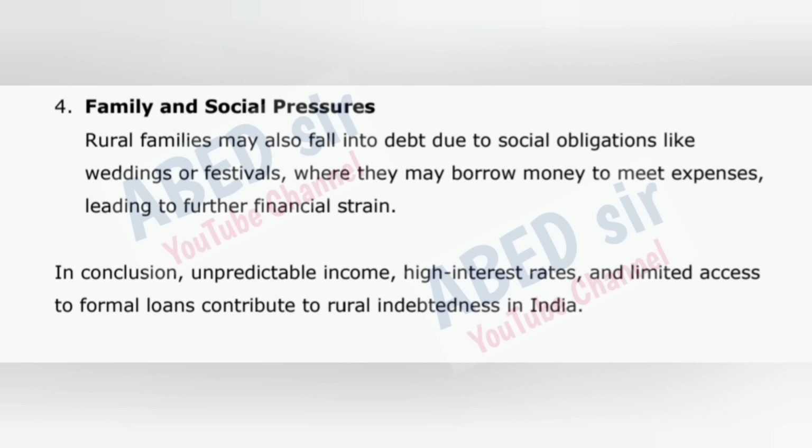4. Family and social pressures. Rural families may also fall into debt due to social obligations like weddings or festivals, where they may borrow money to meet expenses, leading to further financial strain. In conclusion, unpredictable income, high interest rates, and limited access to formal loans contribute to rural indebtedness in India.